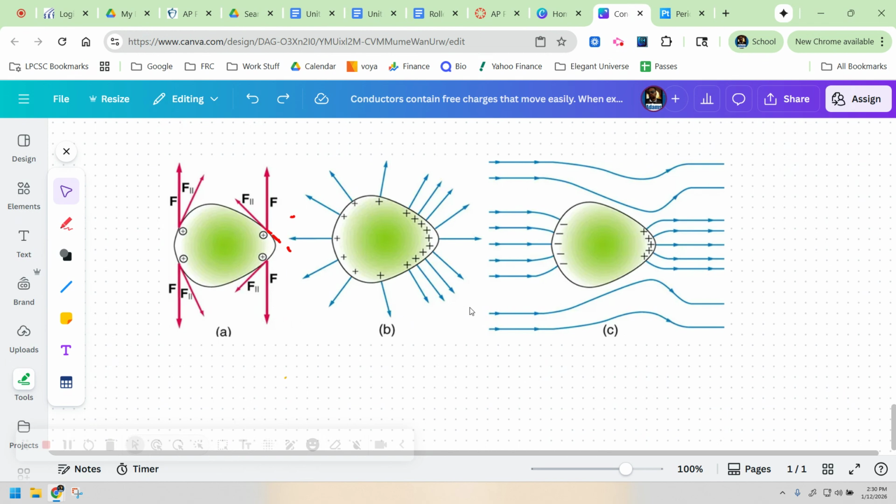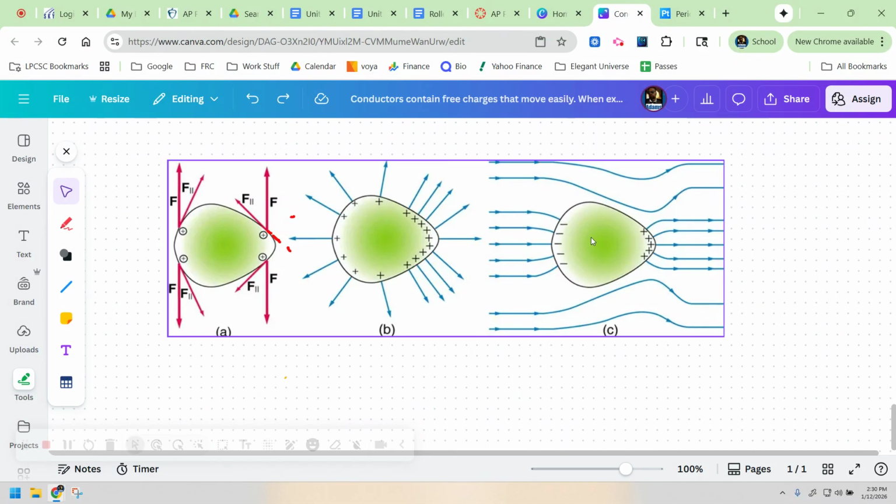And then likewise, for part C, if I had a neutral conductor, I'm not charging or running free electrons through it, I'm running it through an electric field.